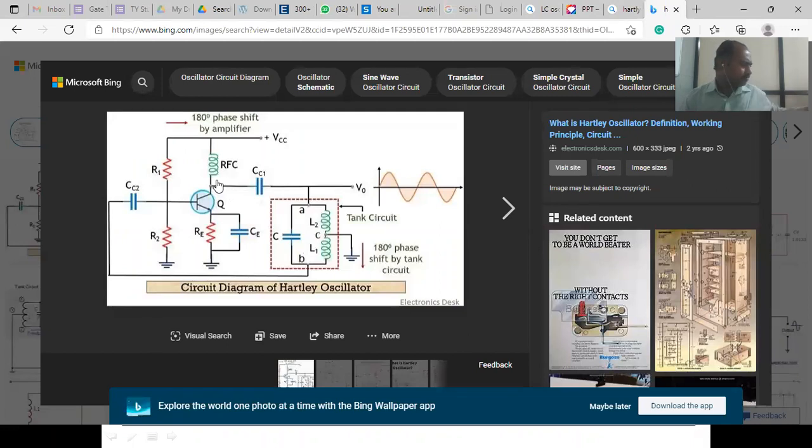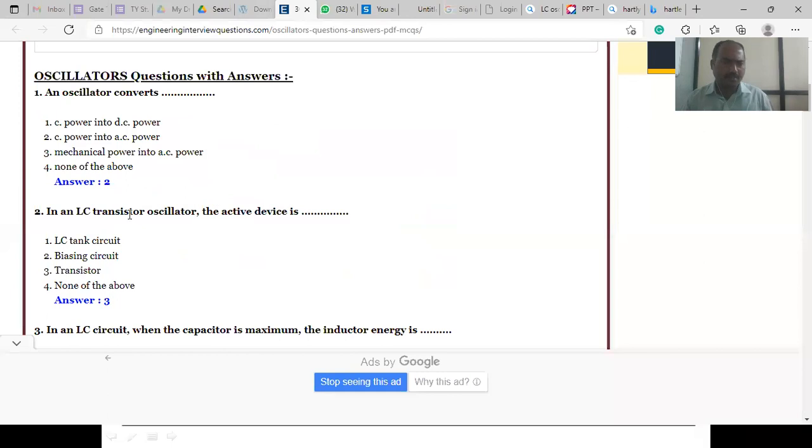Here the resistance and inductor are not active devices. This is the resistance, this is a capacitor, this is a capacitor, this LC is also not active. Here is one transistor, right? So we know that the transistor is an active device. So the question is: in an LC transistor oscillator, the active device is: LC tank circuit, biasing circuit, transistor, none of the above.